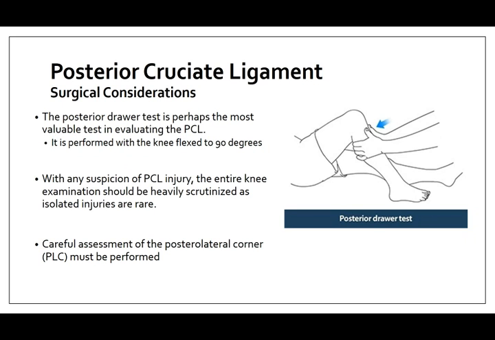You want to make sure that they start in neutral translation though, because if they have a torn PCL, they might be sagging backwards anyway, and you go to press more and they don't have any more space to go. So see if you can anteriorly translate them first and then posteriorly translate them and compare it side to side and see what you think.